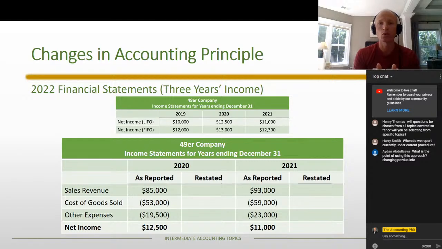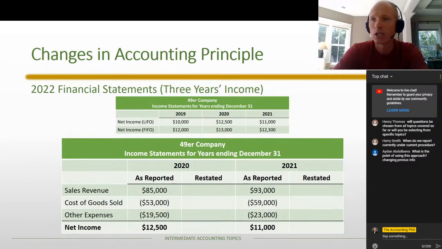For 2020, we need to think about what happened just in 2020. Just in 2020, you can see that there's a difference in income of $500. Then we have to think about, given there's a $500 difference due to the way we accounted for inventory, and given these 3 items, sales revenue, cost of goods sold, and other expenses, where do you think that $500 difference should show up in our restated financial statement? Where should it show up?